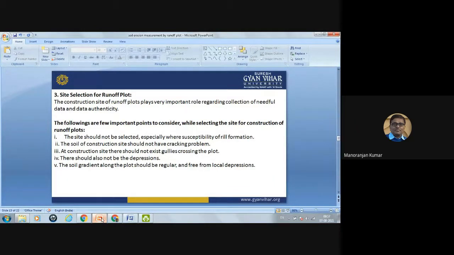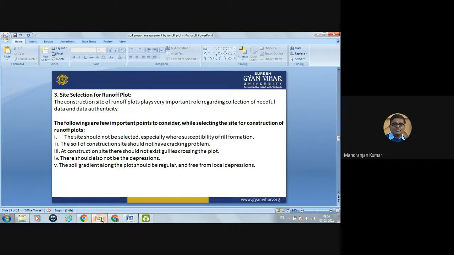Second point, the soil of the construction site should not have a cracking problem. If cracking is there, then the runoff may infiltrate inside the soil. Okay, so you will not measure the correct amount of soil loss. Third point, at the construction site, there should not exist gullies crossing the plot. Fourth point, there should also not be depressions in that plot, in that area.